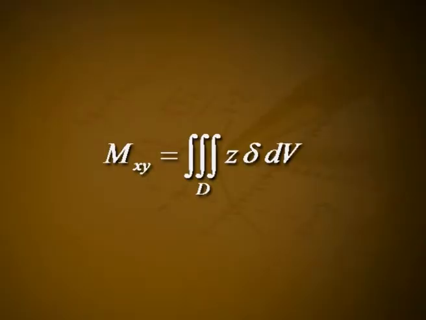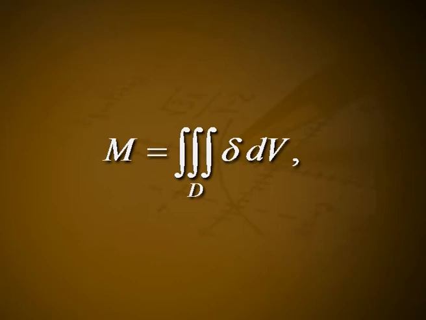For this purpose, we find the first moment Mxy using the formula Mxy = triple integral over D of z δ dV, and mass using the formula M = triple integral over D of δ dV, where δ is the density of the solid. Now, to find the limits of integration for the mass and moment integrals, we proceed as follows. The z limits: a line M through a typical point (r, θ) in the base parallel to the z axis enters the solid at z = 0 and leaves at z = r².